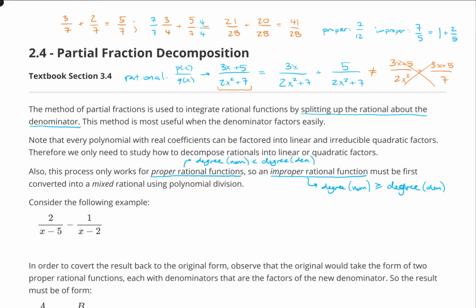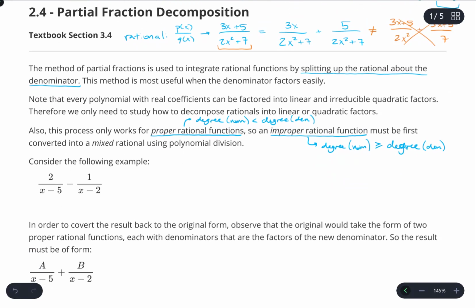But if we do have an improper rational function to start with, you can always use polynomial division to rewrite it in terms of what's known as a mixed rational, which is similar to this right here, where you have a polynomial plus a proper rational function. And I'll show you an example of that as we get to it. So let's start with something fairly easy here.